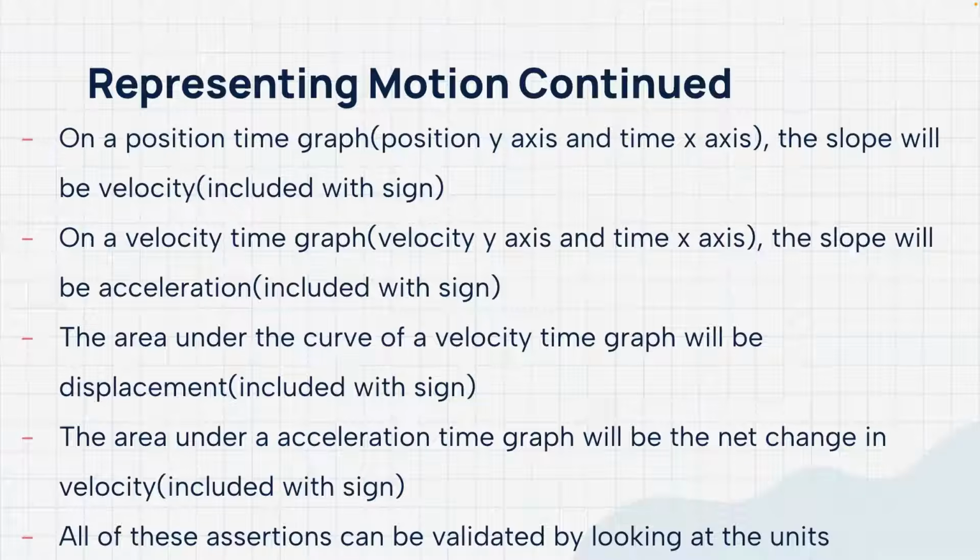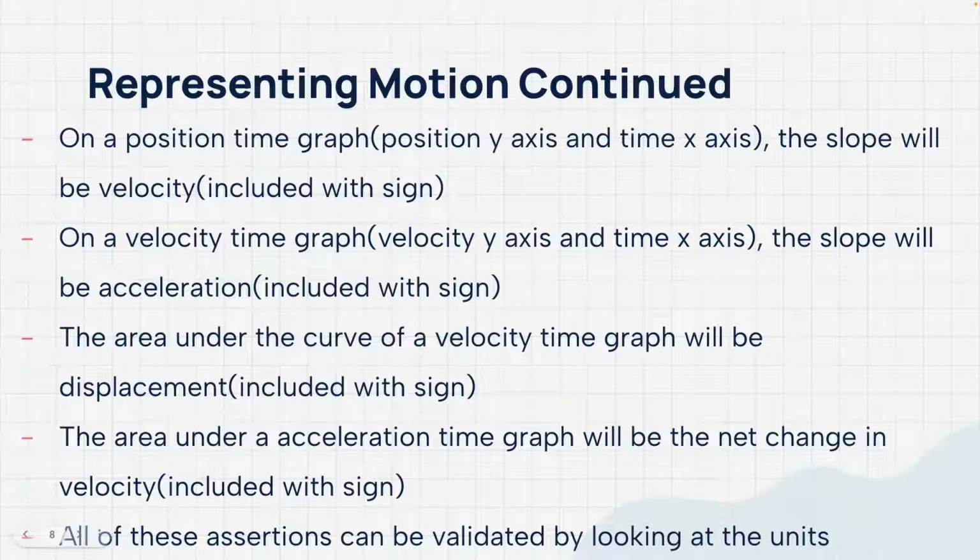On a velocity time graph, the slope will be acceleration. This also makes sense for the same logic as before. And the units match up. Meters per second is meters per second and is the unit of velocity. Meters per second divided by second is meters per second squared, which is the unit of acceleration. And the area under the curve of a velocity time graph will equal displacement. And you also have to include the sign, as both are vectors.